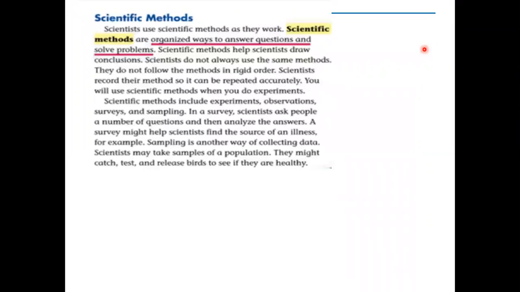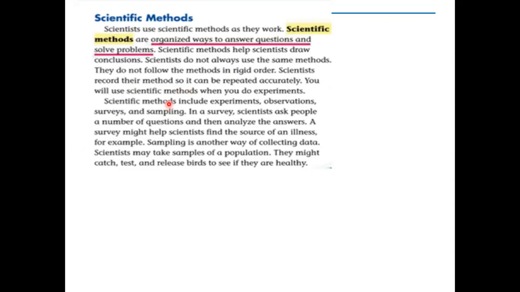Now, scientific method. What is the meaning of the scientific method? They are organized ways to answer questions and solve problems. Now, the scientific method helps scientists draw conclusions. Scientists do not always use the same methods. They do not follow the methods in rigid order. Scientists record their method so it can be repeated accurately.